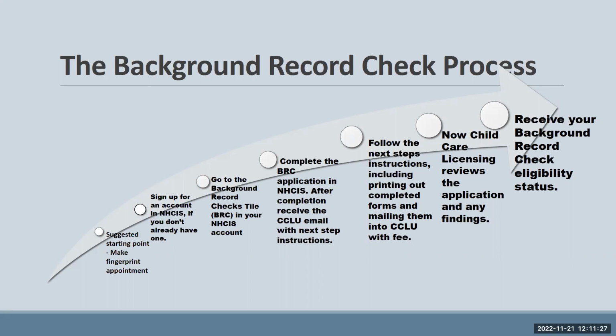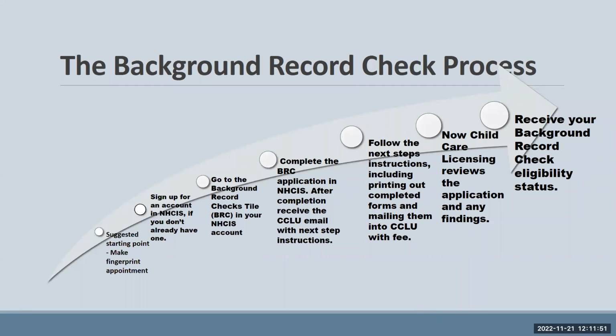Now that you have signed on to New Hampshire Connections Information System and linked with a program, we'll talk more about that later, you're ready to begin your background check. You will go to the background check tile, complete and submit the required information. That will be followed by an email from Child Care Licensing Unit with instructions for your next steps.